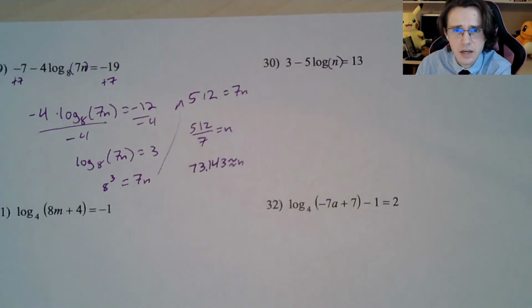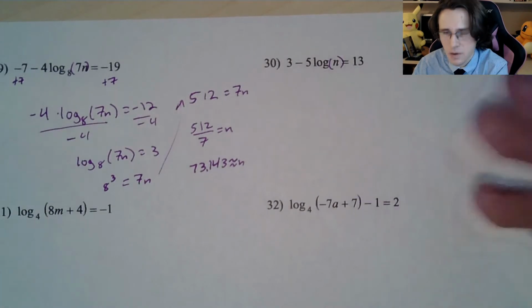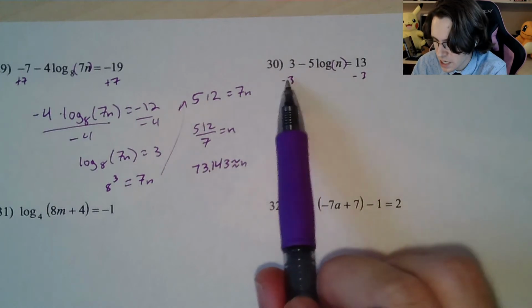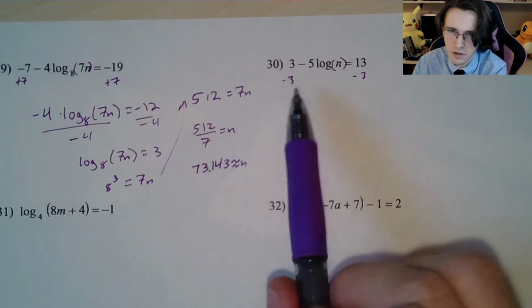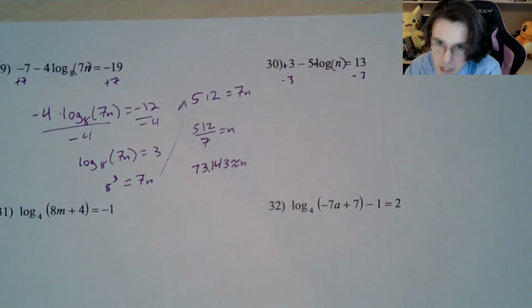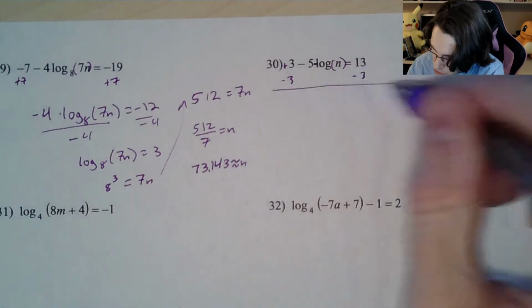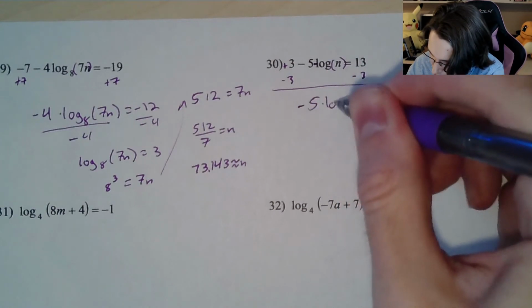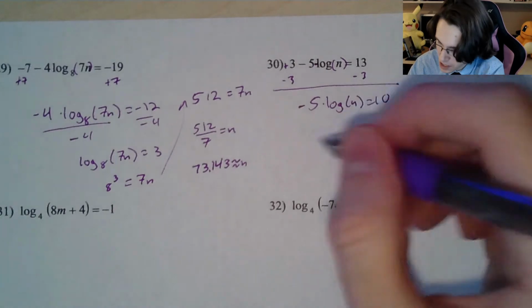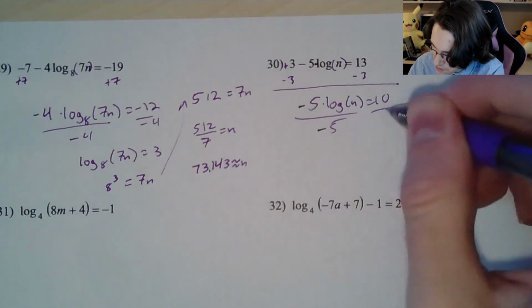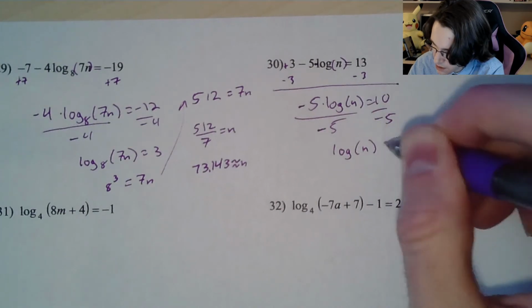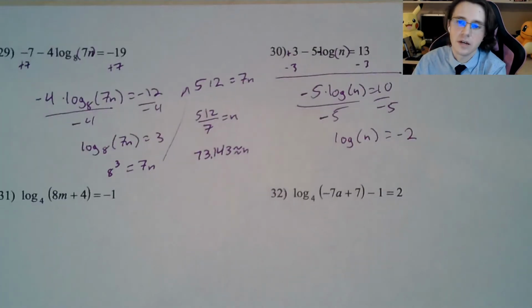Let's keep it moving. So for the next one, we've got to subtract 3 on both sides first, so be careful in questions like this, because a lot of students want to do -3 minus 5 and get -2 first. You don't want to do that. This is multiplication here, and this is like adding 3, so we got to be very, very careful to make sure we subtract first. So -5 times log of n is equal to 10. Divide both sides now by -5, and we get log of n is equal to -2.